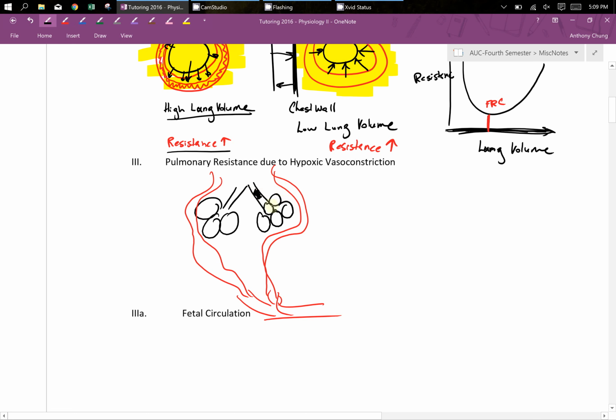If this was blocked, what will happen inside this alveoli? It would have a lot of oxygen, or it would have very little oxygen. It would have very little. So what your body does is that it closes off these blood vessels. This way, you're not sending blood to places where there's no oxygen. So the clinical correlate to this is in fetal circulation.